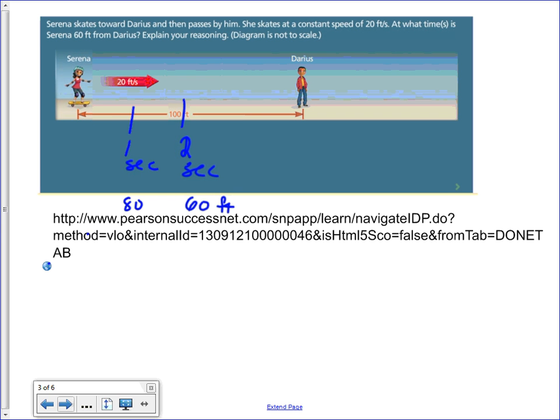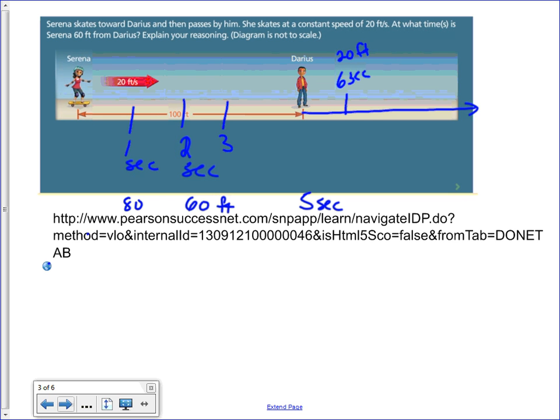And then if we went 3 seconds, she would have gone another 20 feet, so she'd be at 40 feet. If she kept on going, if she was 100 feet away, 5 seconds it would take for her to get to Darius. But then on the other side of Darius, she would keep going, so she would continue going this way. At 6 seconds, she'd be at 20 feet again away from Darius.